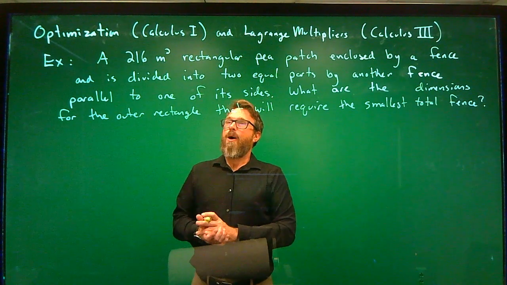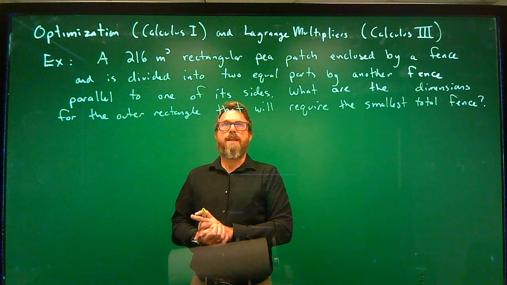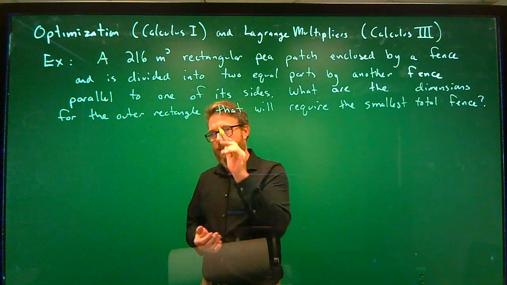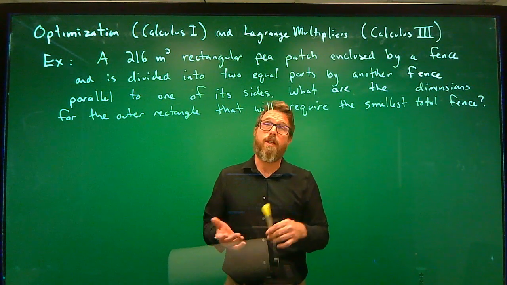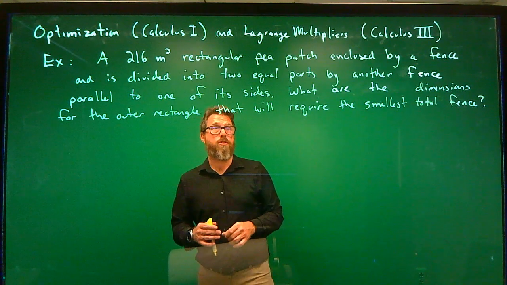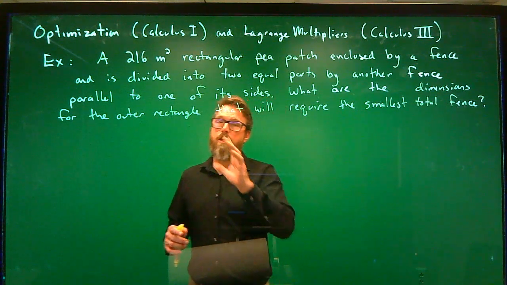And what I want to do is tackle an optimization problem. I'm going to do this using a Calculus 1 approach, and then we'll take this to a Calculus 3 approach since we just introduced Lagrange multipliers. So you would have seen a problem like this in Calc 1.